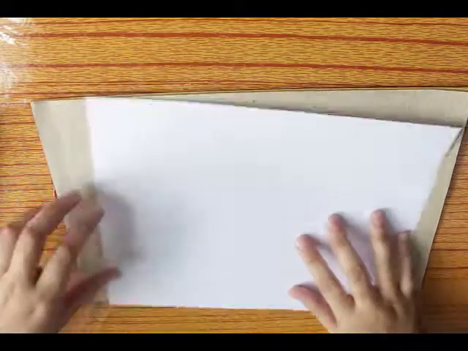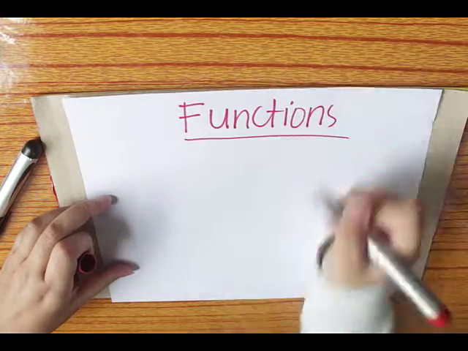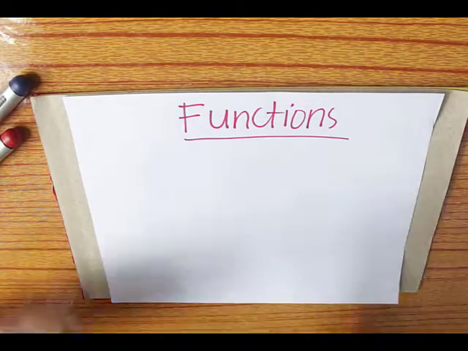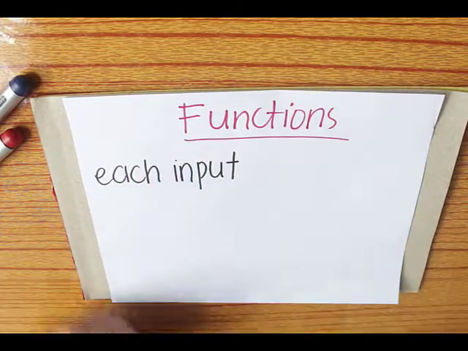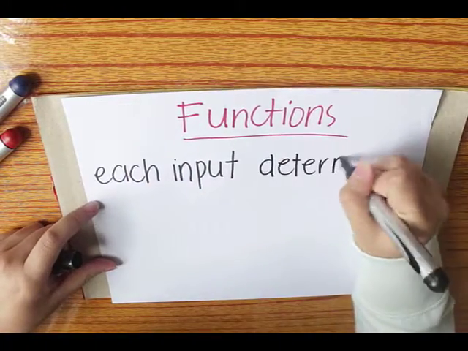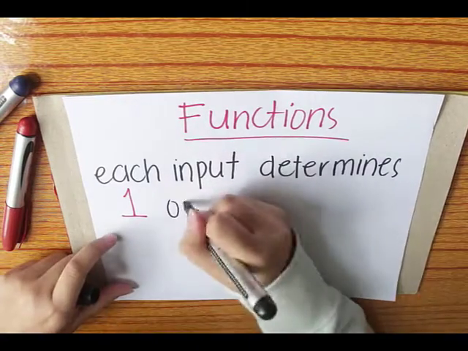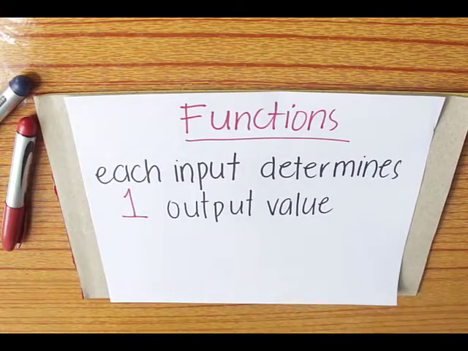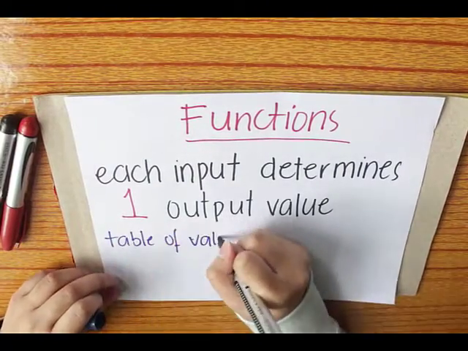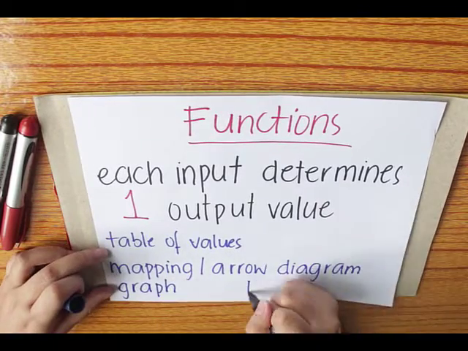Now, let's move on to functions. So, what is a function? A function is the rule of relationship between an input, the independent quantity, and an output, the dependent quantity, in which each input uniquely determines one output value. Functions can be represented by either table of values, mapping or arrow diagram, a graph, or by listing method.